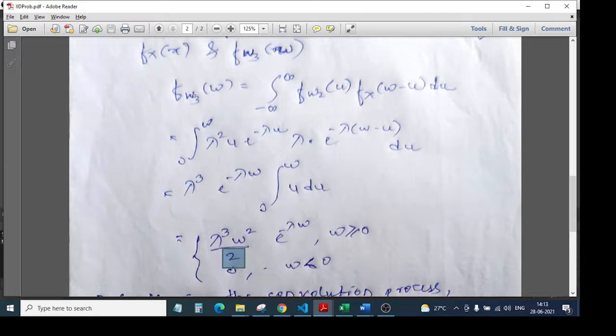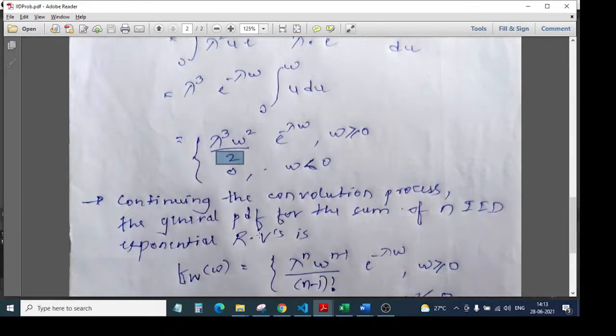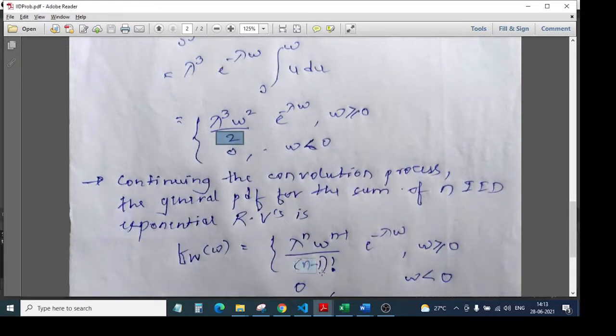Since we have here 3, it means what now? Here it is lambda raised to n, which is 3, and this is 1 power less, that is 3 minus 1, 2, and this is 2 factorial, which is just 2. Why? Because 2 factorial is 2 into 1, which is 2. So this is nothing but your n minus 1 factorial. And e raised to minus lambda w would remain the same. So I hope this nth term is clear.